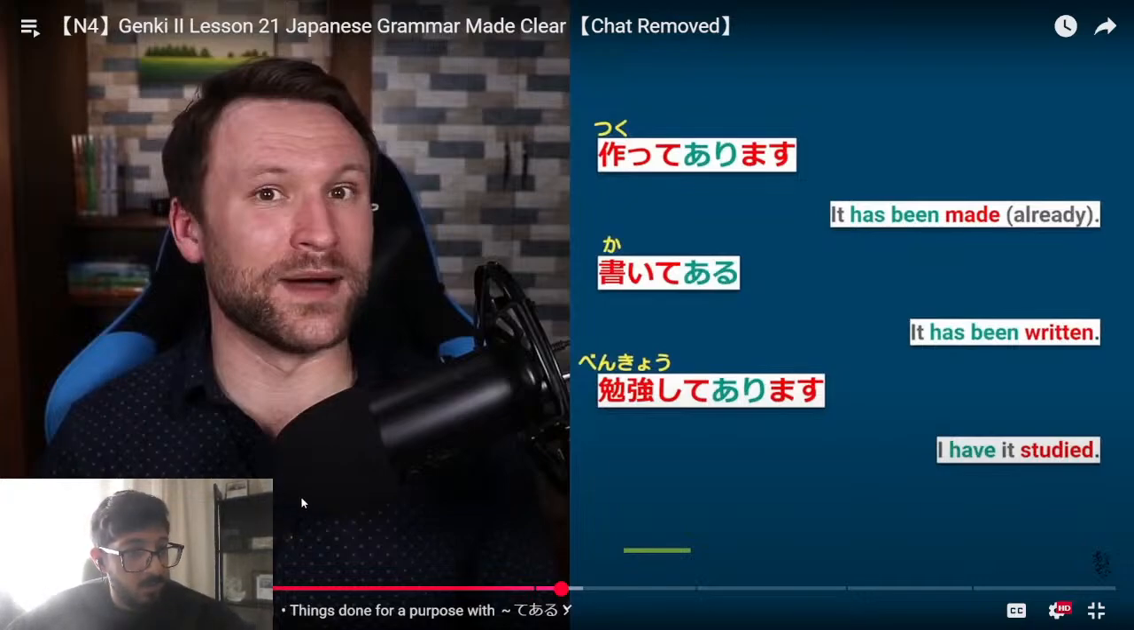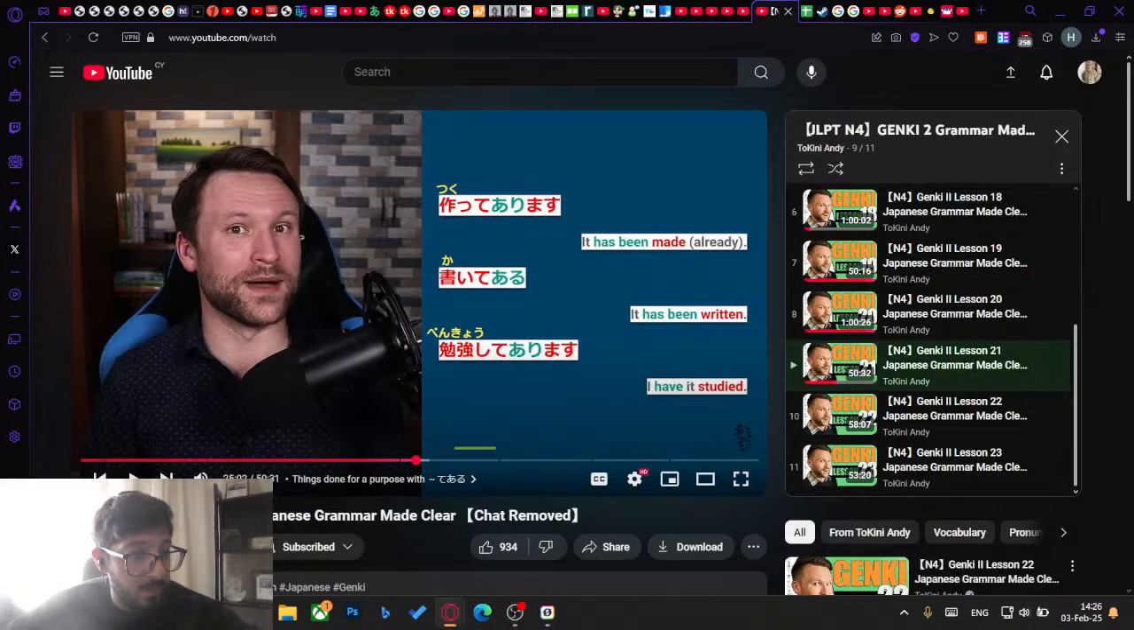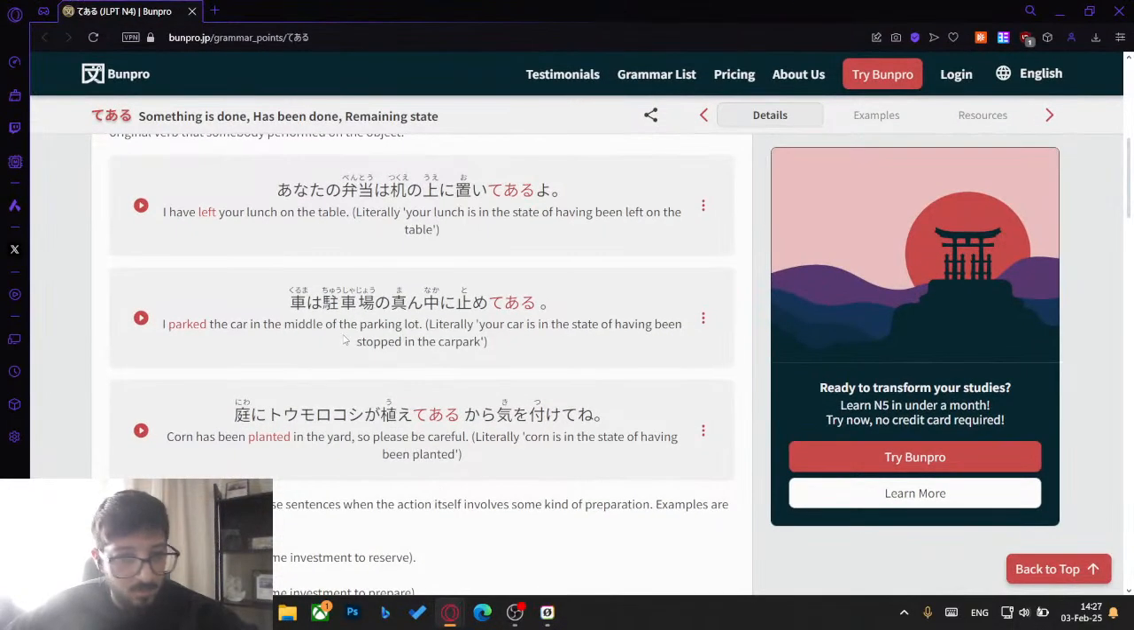Yes, the actor is always left out. In a normal passive sentence, you can include it, but it's not a must. You can understand from the context who the actor is. The lunch exists in a state of being left on the table. I think you can read it as this.